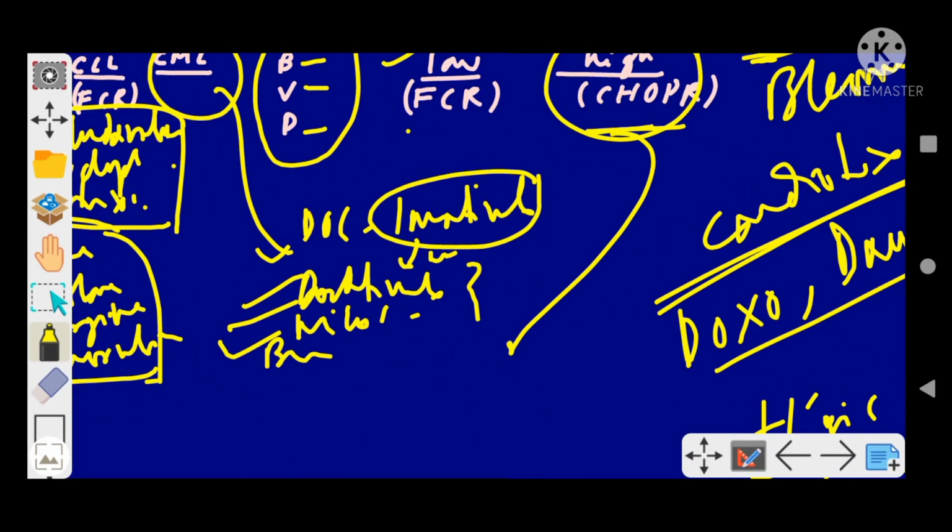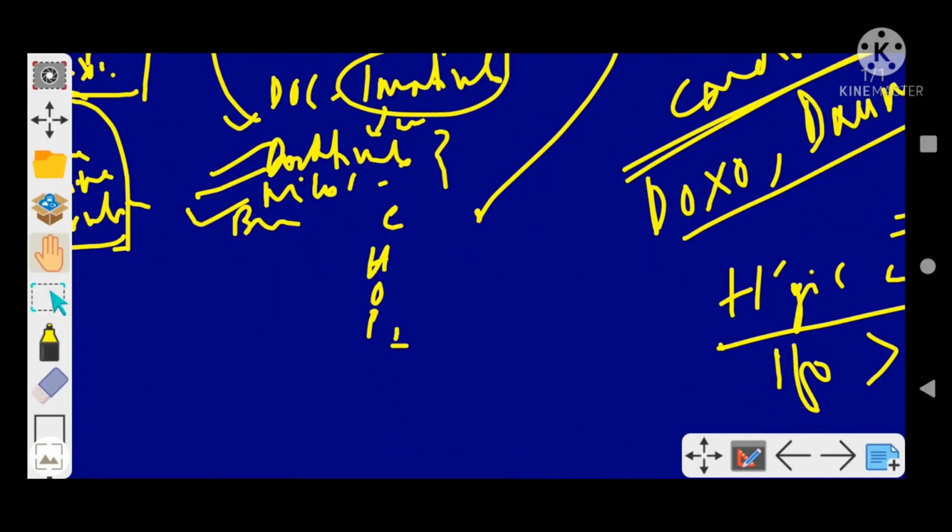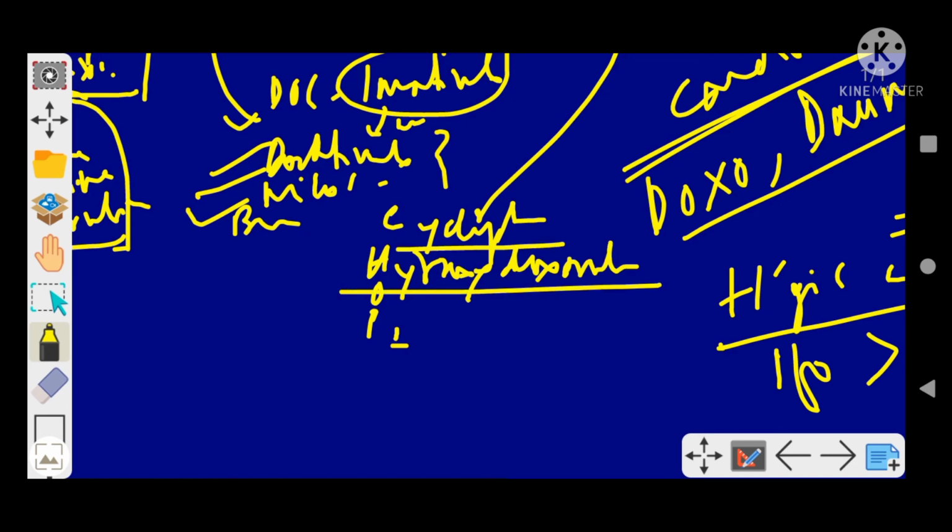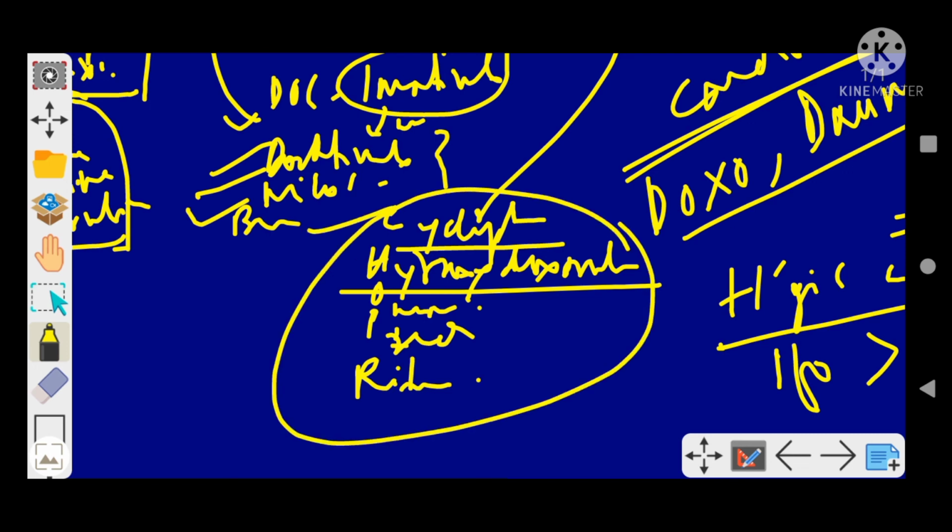Okay. So this I am continuing here. So CHOP. Okay. So C is for cyclophosphamide, H for hydroxydoxorubicin, right? O for oncovin, P for prednisolone, and R for rituximab. So this is your regimen: cyclophosphamide, hydroxydoxorubicin, oncovin, prednisolone, and rituximab. So with this, I completed the major portion of your anti-cancer drugs.